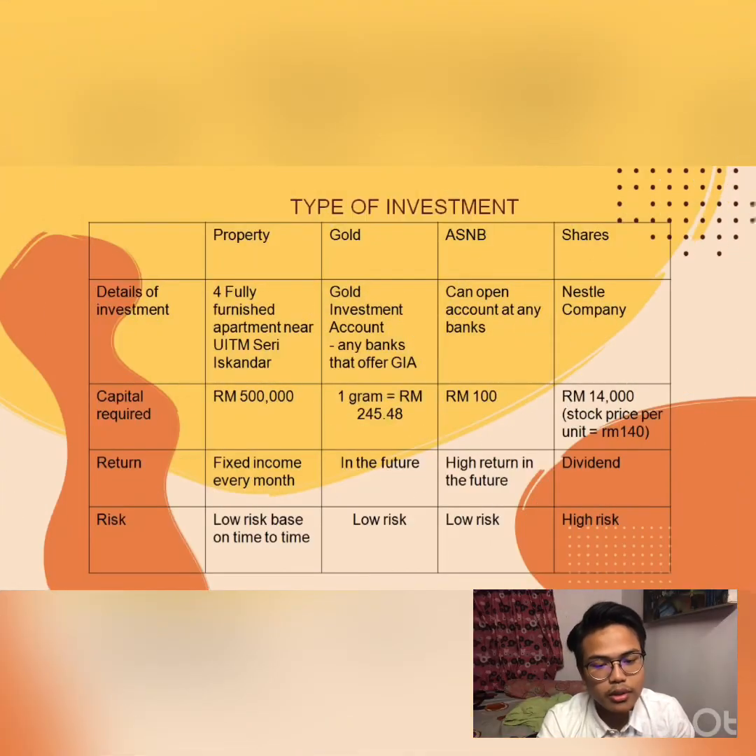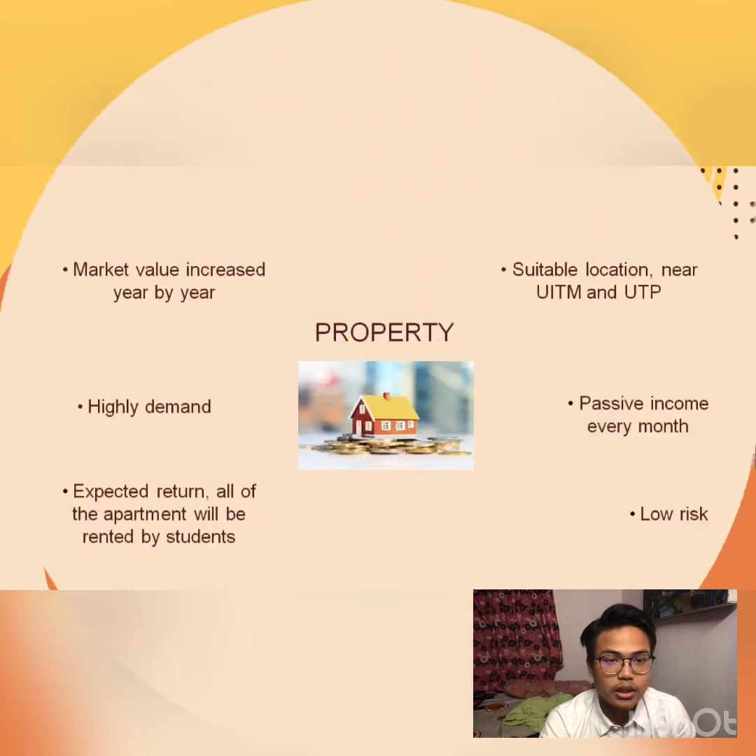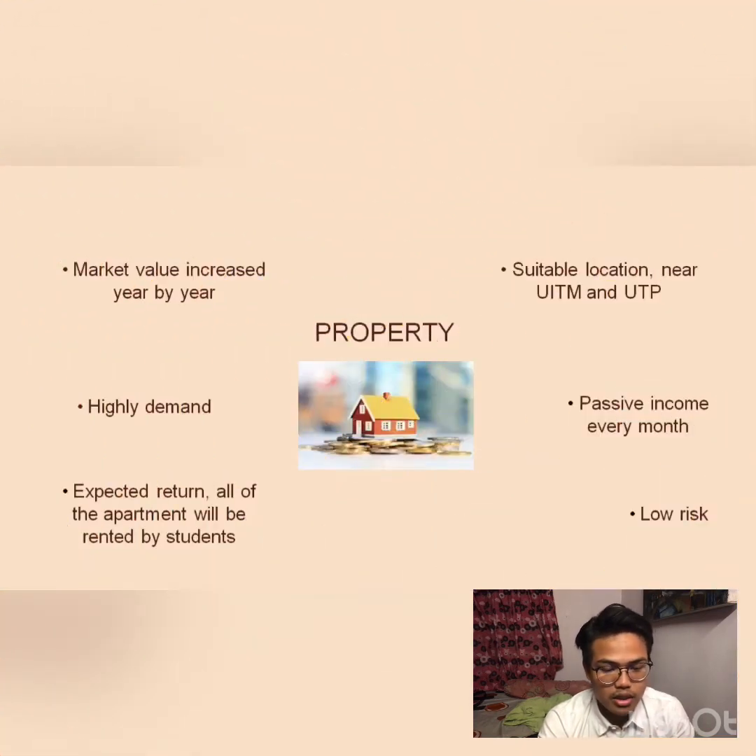So now we have been given an assignment that appointed us to be a fund manager for a client that has 1 million ringgit to invest. So we are here to give advice on the key elements of investment. There are 4 types of investment that we have chosen for the client. The first investment is investing in property. Investing in property such as houses and apartments is great because the market value increases year by year. So the earlier you invest in property, the better the profit it will become.